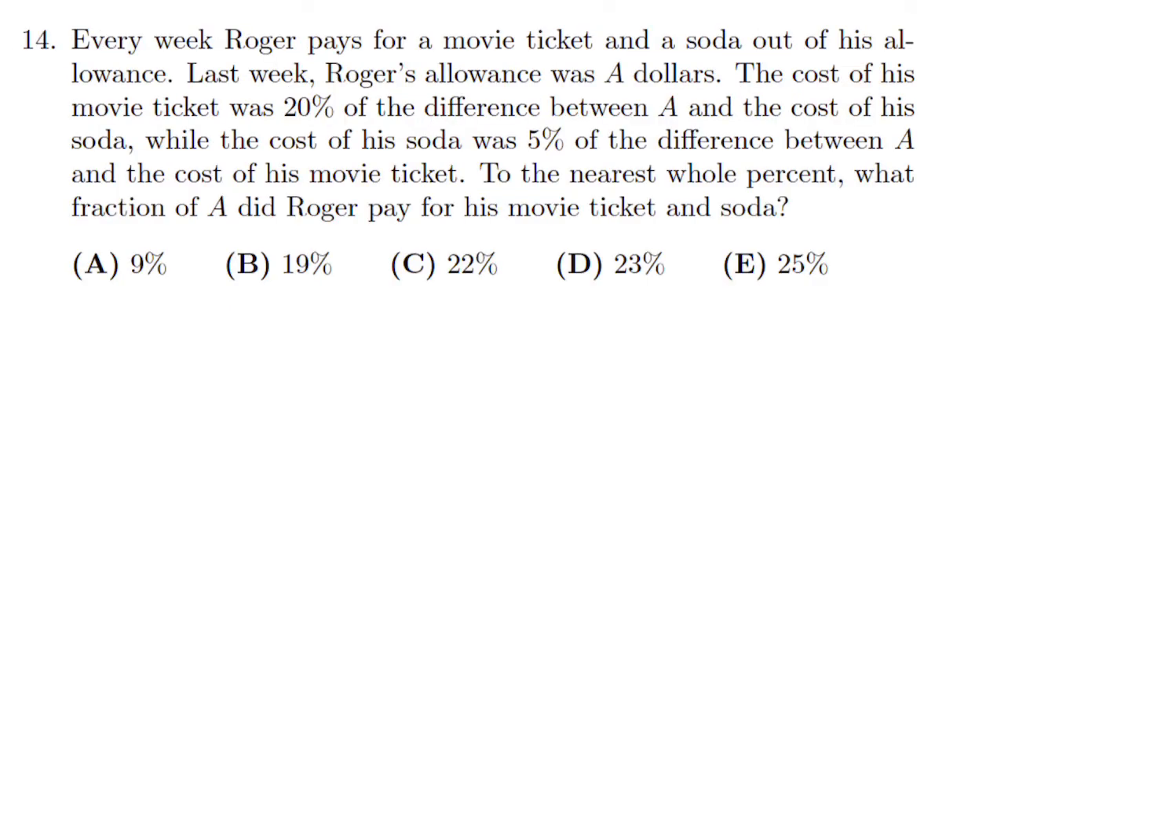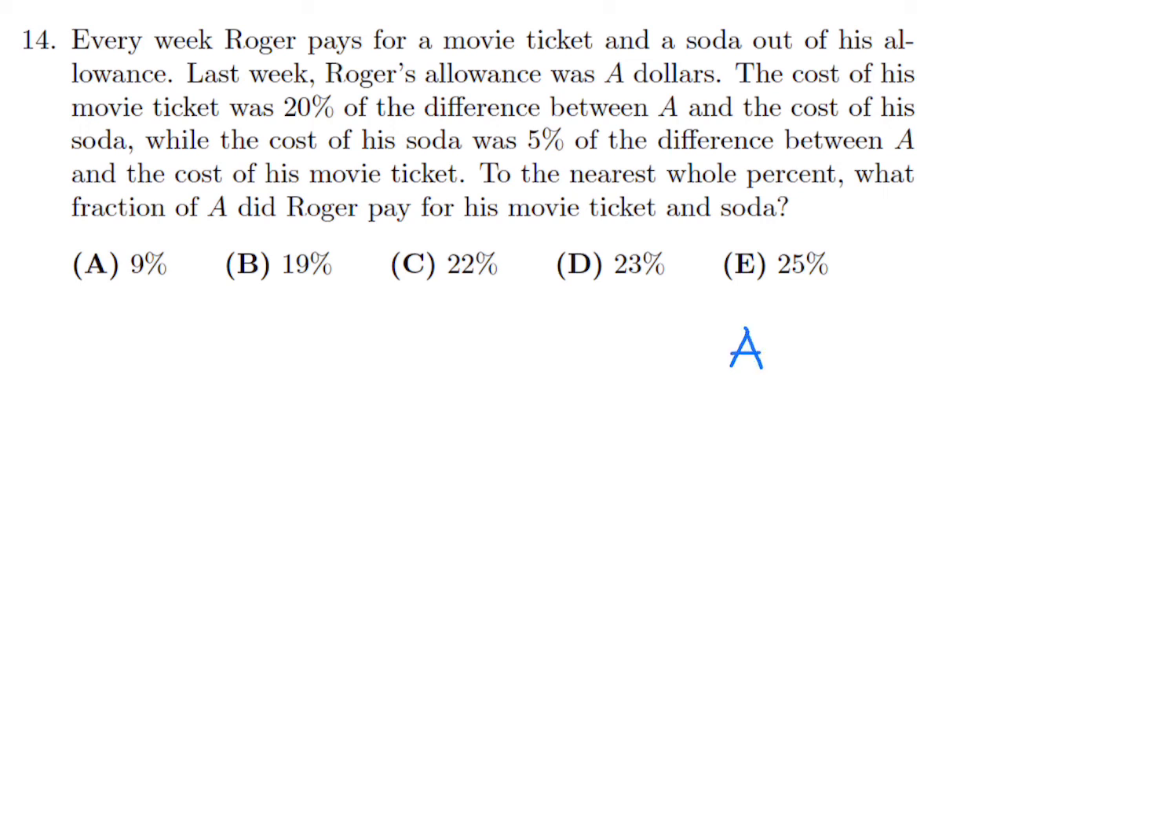Every week, Roger pays for a movie ticket and a soda out of his allowance. Last week, Roger's allowance was A dollars. The cost of his movie ticket was 20% of the difference between A and the cost of his soda, while the cost of his soda was 5% of the difference between A and the cost of his movie ticket. To the nearest whole percent, what fraction of A did Roger pay for his movie ticket and soda?